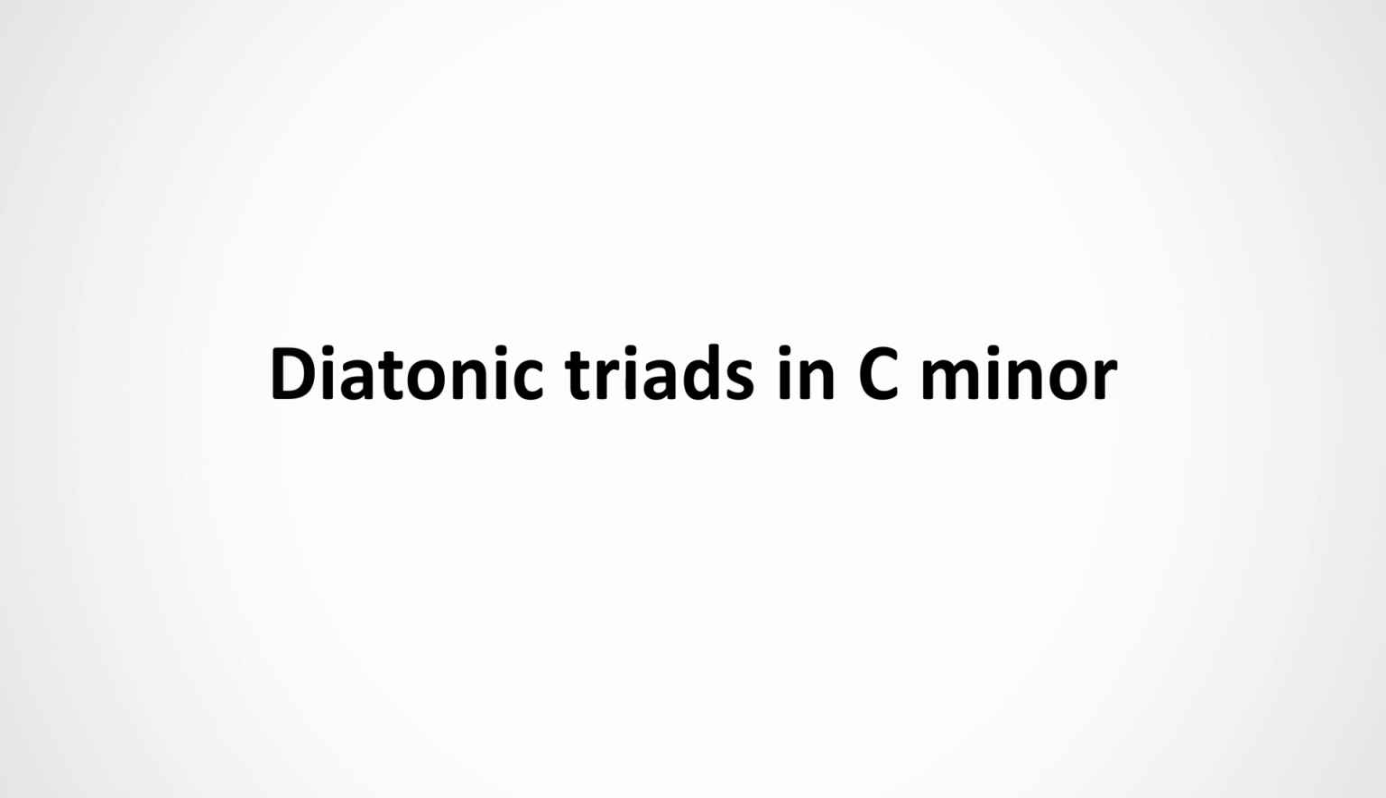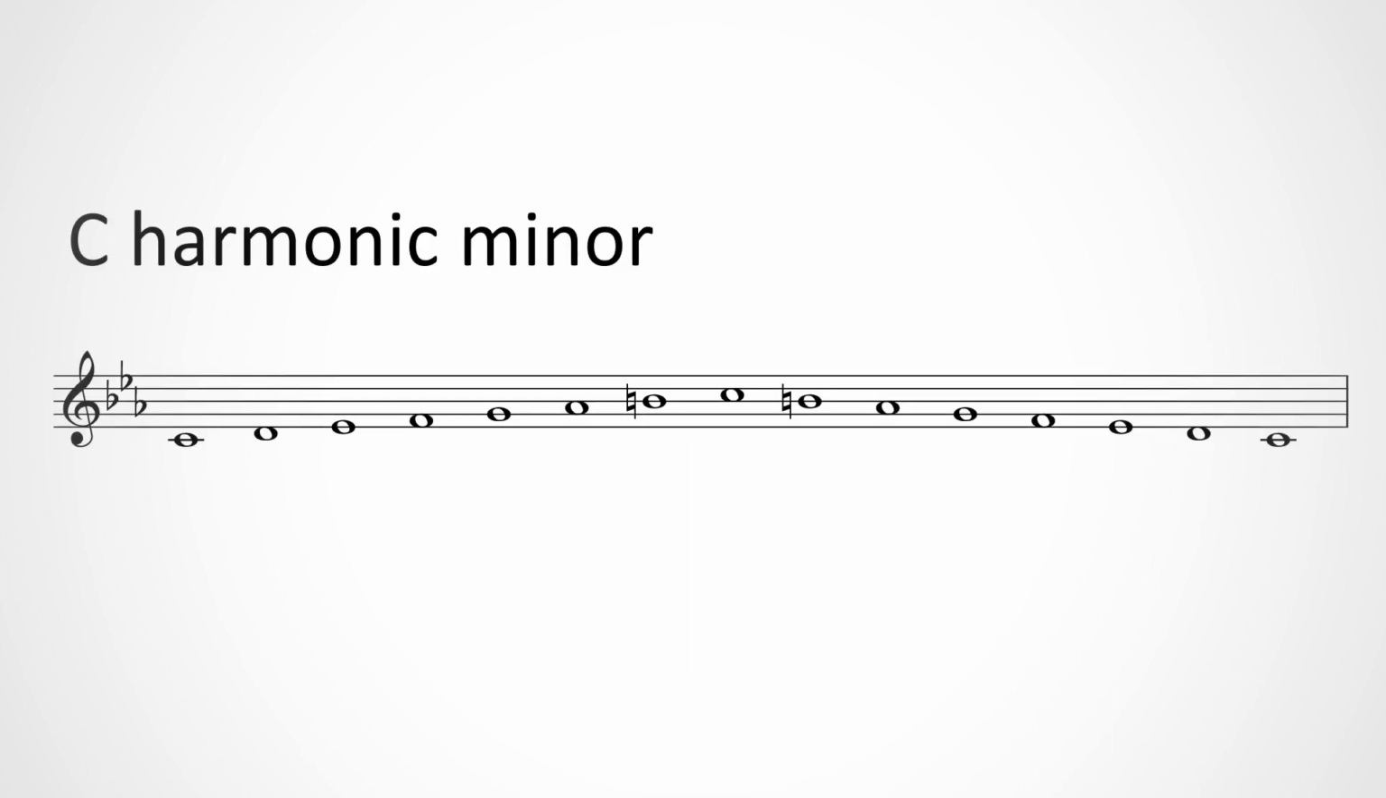Diatonic triads in C minor. Since we first reviewed the diatonic triads in C major in Lesson 3, let's contrast these with C minor in this lesson. First, let's review what the C harmonic minor scale looks like so we know what notes we're going to use for the triads.